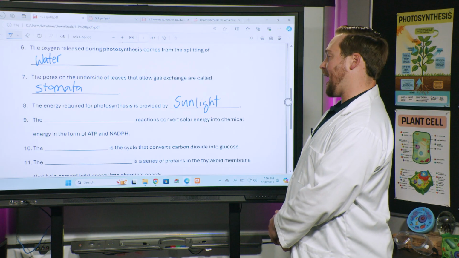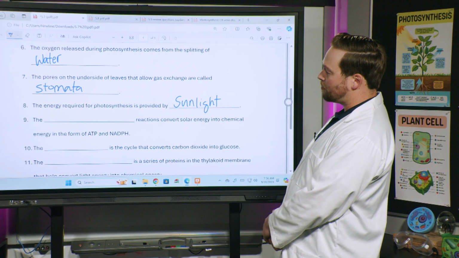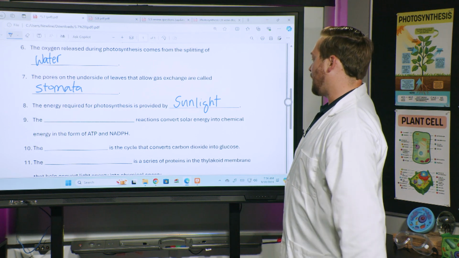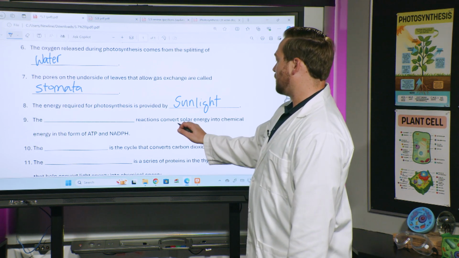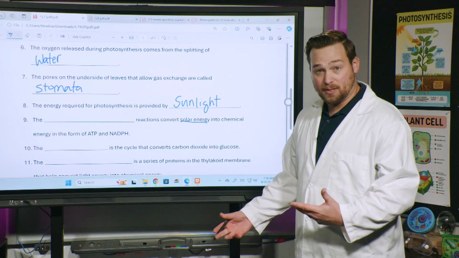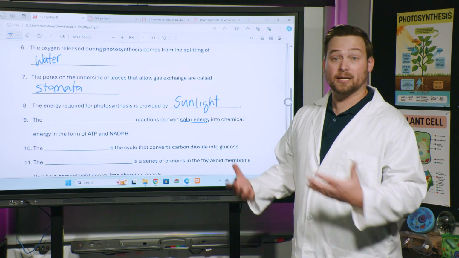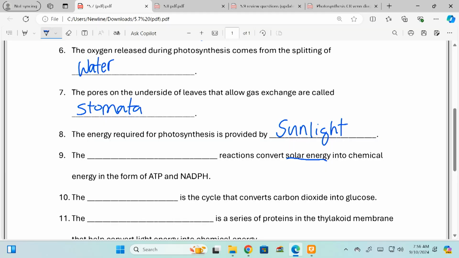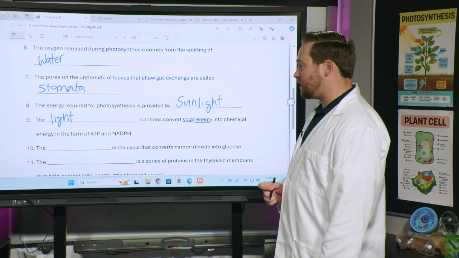The blank reactions convert solar energy into chemical energy in the form of ATP and NADPH. Okay, well, which ones need the solar energy? Do the light independent or the light dependent need light? Well, light dependent needs the light, right? So we're going to go with the light reactions. Okay, the light dependent reactions need that solar energy, right? All right, let's go to the next one, 10.